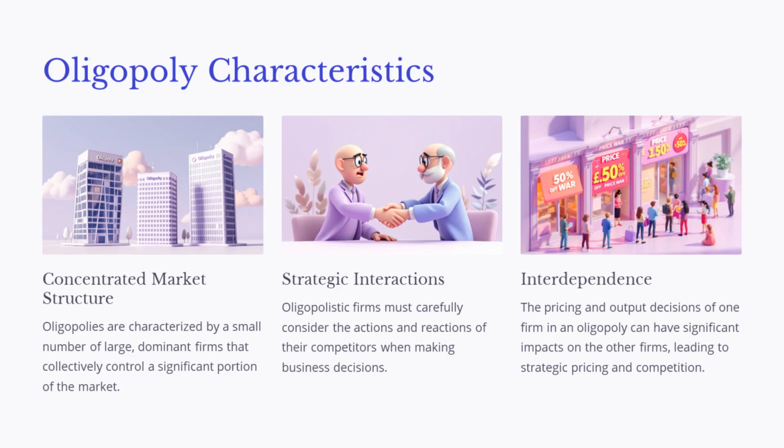Oligopolies are characterized by a small number of large, dominant firms that collectively control a significant portion of the market. These firms must carefully consider the actions and reactions of their competitors when making business decisions. The pricing and output decisions of one firm can have significant impacts on the other firms, leading to strategic pricing and competition. This interdependence between firms in an oligopoly is a key characteristic that shapes their behavior and decision-making.